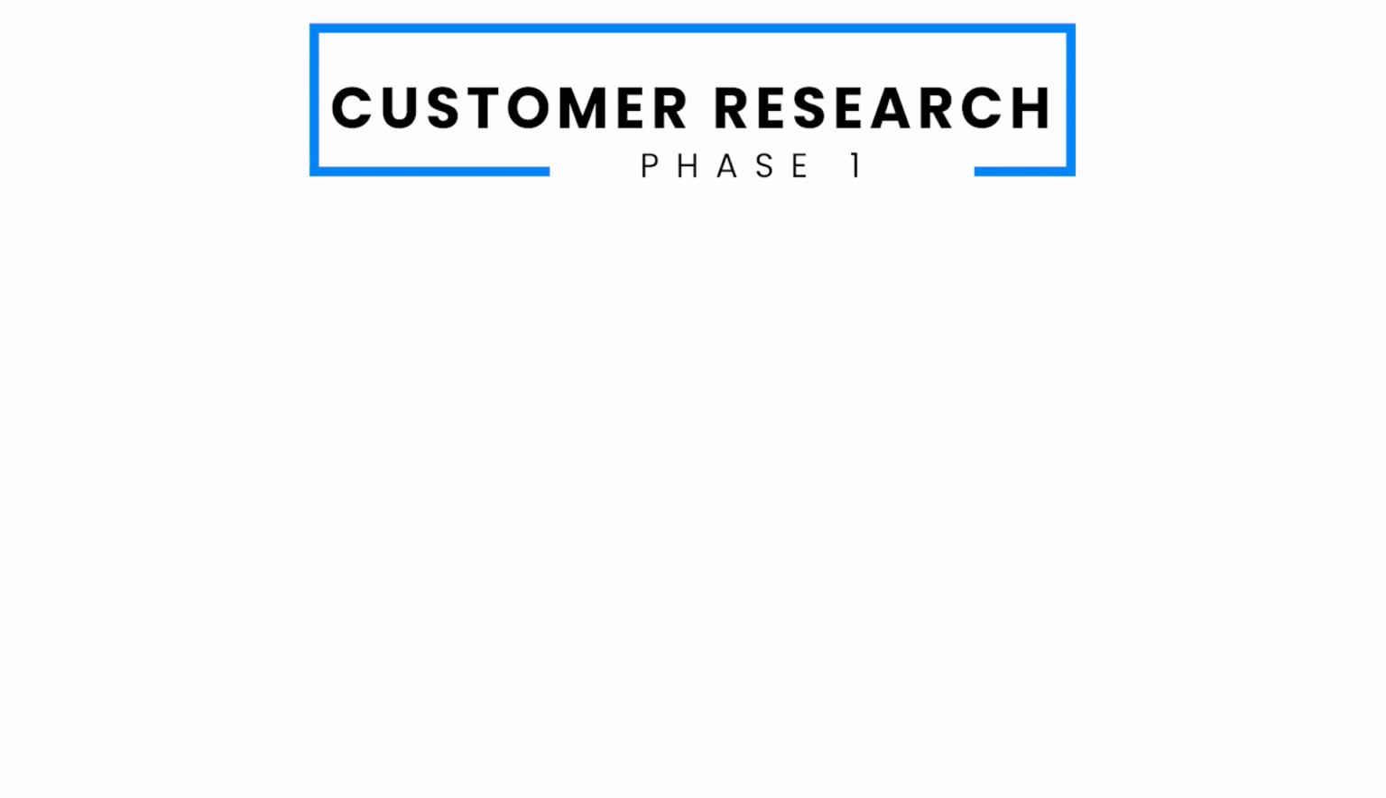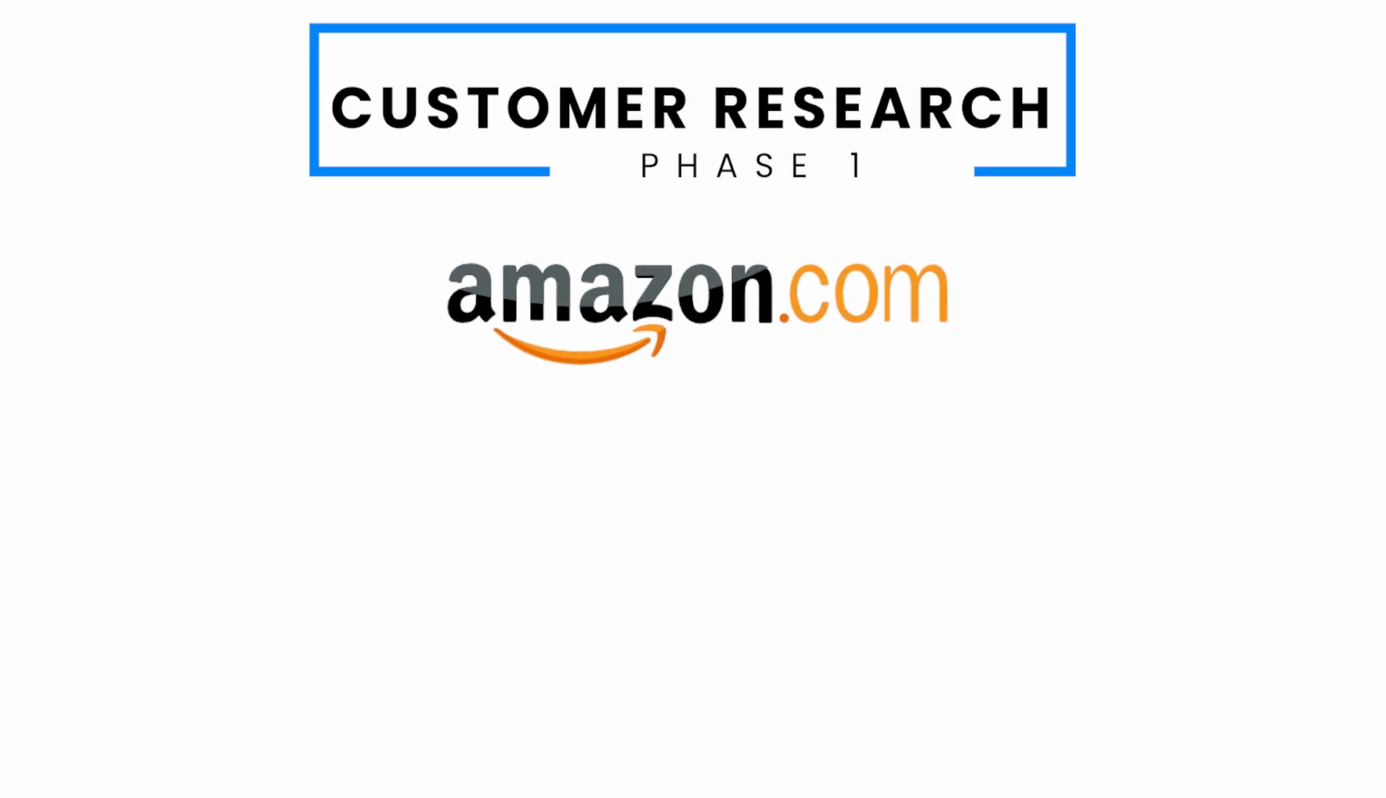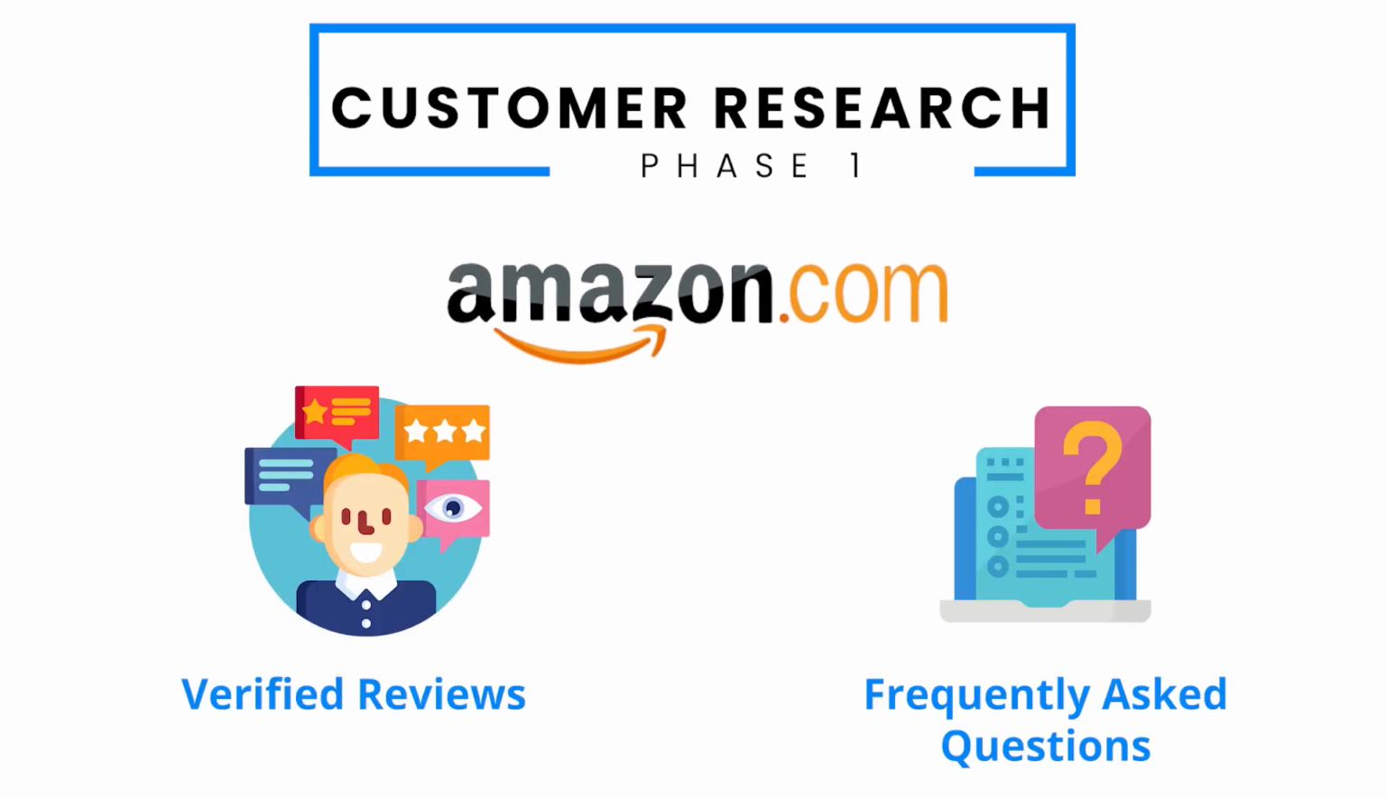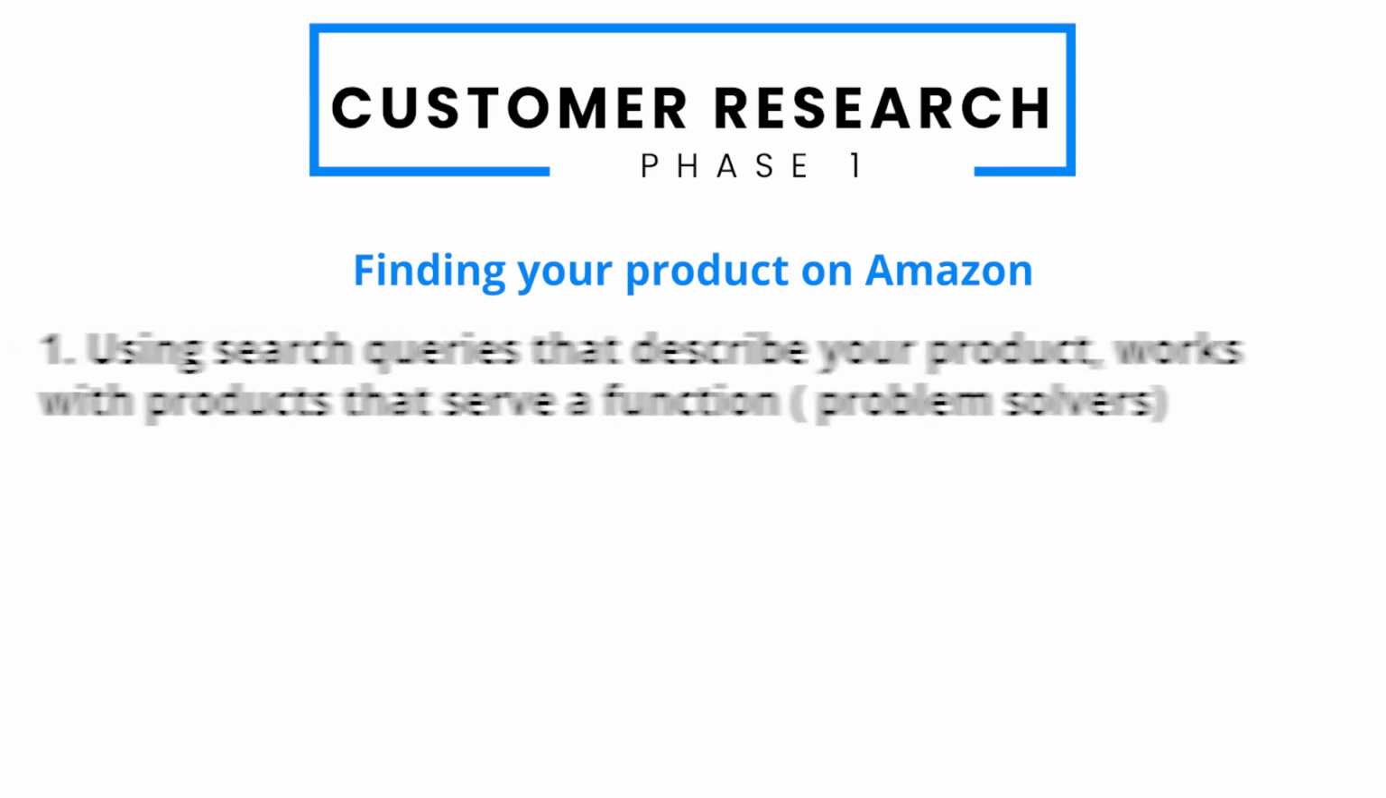Alright, so while there are a number of different places you can look to gather this information, Amazon is going to be your best bet. The reviews for the product listings as well as the frequently asked questions will provide you with all the answers that you need to create your key points and more. So when it comes to finding your product on Amazon, you have two options.